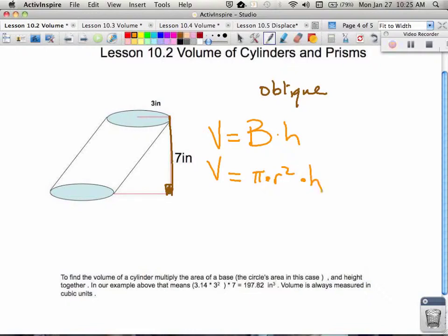And in this particular example, again, we have pi times 3 squared times 7. And that's because we know that this capital B means area of the base. We know our base is a circle, and so we know its area is pi r squared. And since our radius is 3, that's pi times 3 squared. And we end up with the exact same answer as we did in the last slide, because even though this cylinder is oblique, the height of the cylinder is still 7, and the circle's radius is still 3. So the volume is still the same.